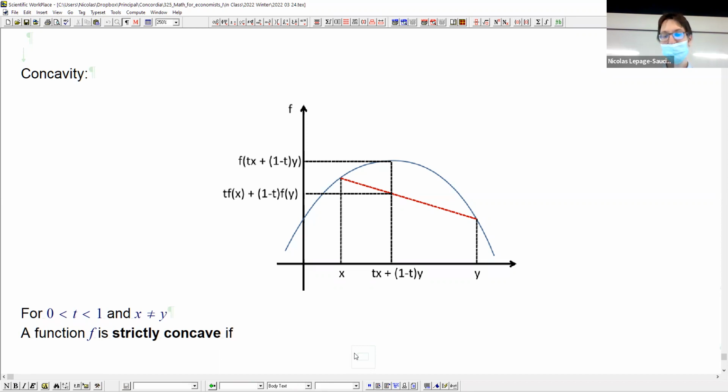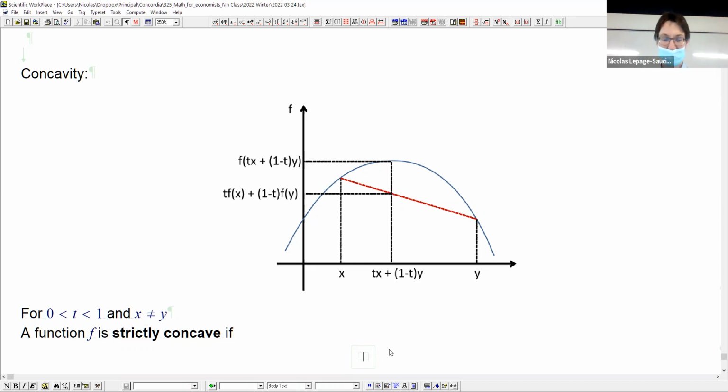So how do I express this? Well, I'm going to take some point between x and y. So some weighted average of x and y, whatever it is. So here it's here, for instance. And in that case, a linear combination of f of x and f of y will be strictly smaller than the function at this average value, t times x plus 1 minus t times y.